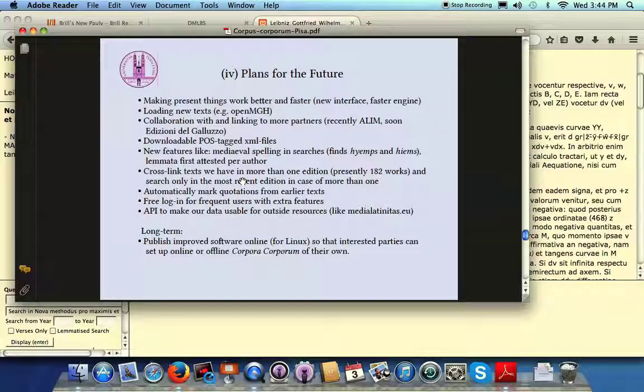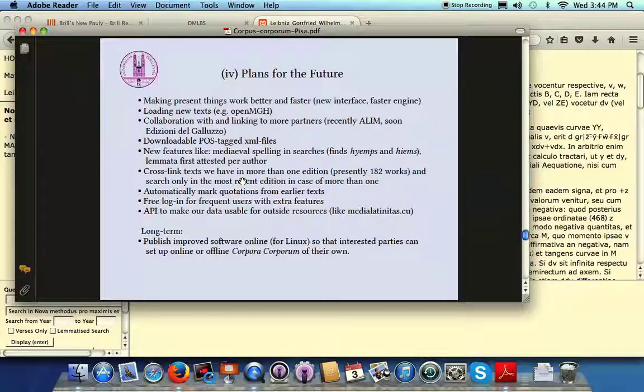Then we're loading new texts. I've mentioned already the digital MGH, which I'm currently working on. About 100 of the 3,000 texts are already loaded. We continue collaboration with other projects. We have recently finished with Alim, and we are now working with the Edizioni del Galluzzo from Florence, whose paper editions are going to be retro-digitized, and they would like to collaborate with us and have the texts available on Corpus Corporum.